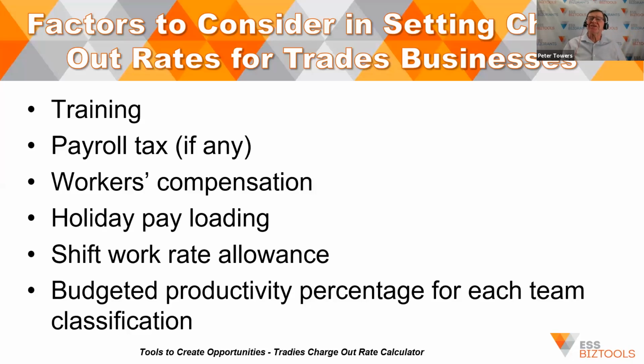What's the workers' compensation rate that applies to that category? The holiday pay loading, some employees get it, others don't. How does it work out? Shift work, rate allowance, are you paying that? And very importantly, what's the budgeted productivity percentage for each team member? And your client might say, oh, we're going to get 95% out of all these people. But I have found over the years that that's an overestimation. Even if we're taking it after we've deducted all of the leave and training allowances, get your client to think that through seriously and set the figure the right way.